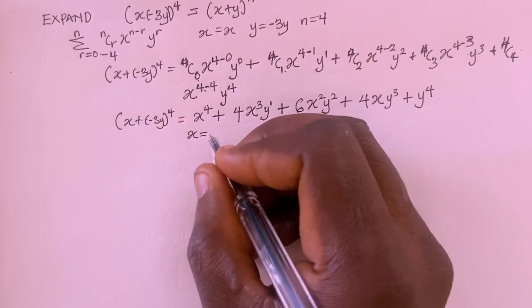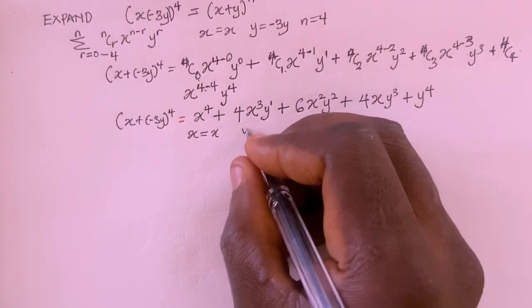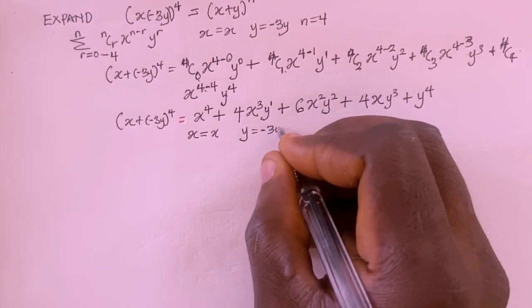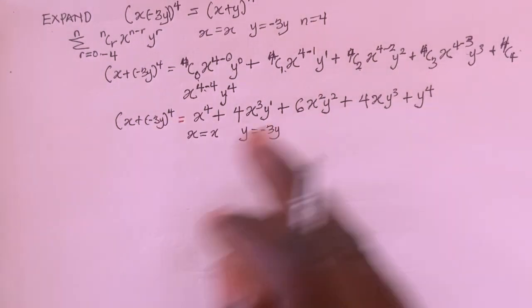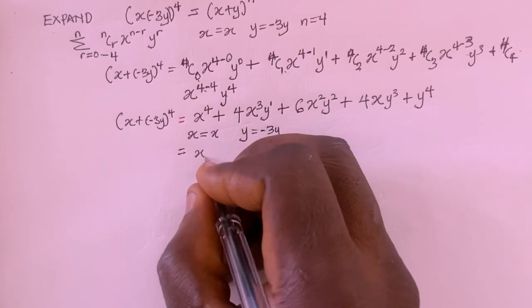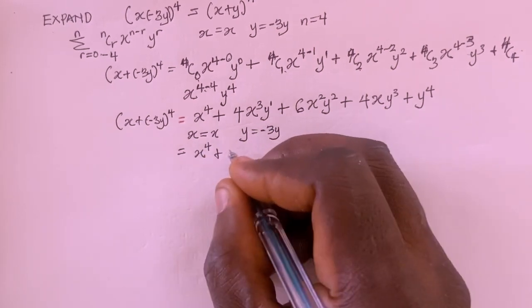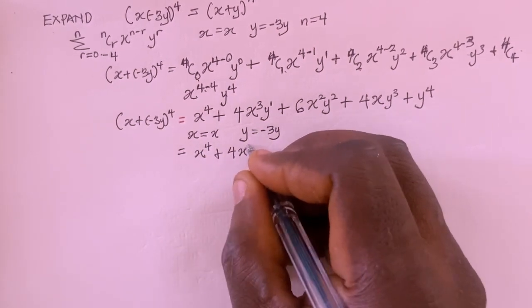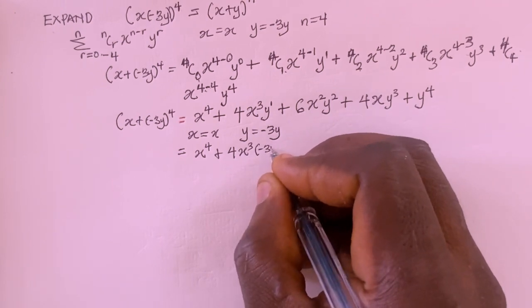is equal to x in this case. Then our y is equal to minus 3y, exactly. Then I'm going to replace everything here. I'm going to fix in the values here. So this equals x to the power of 4 as normal, then plus 4 x to the power of 3 into bracket minus 3y, right?